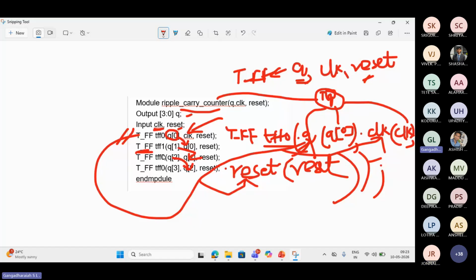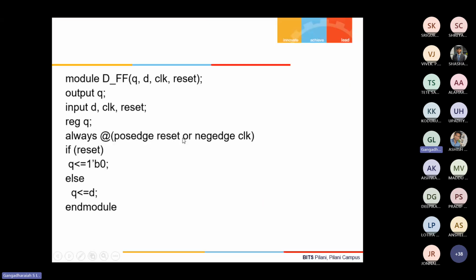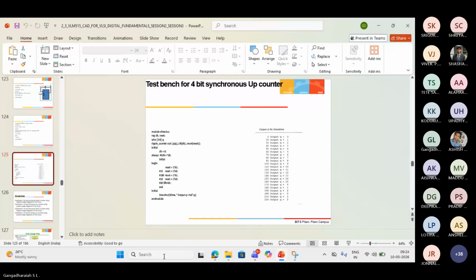Yeah, fine. So now the question is, my ripple carry counter is available to me now. Now I will have to verify it, whether it is meeting my requirement or not. Just see, look at what I am doing.